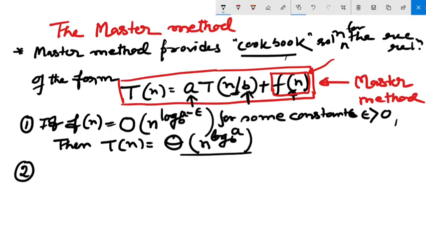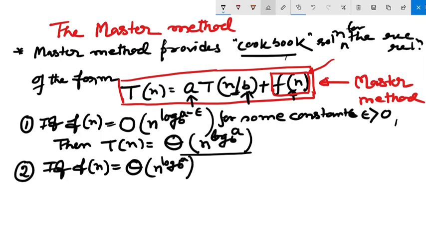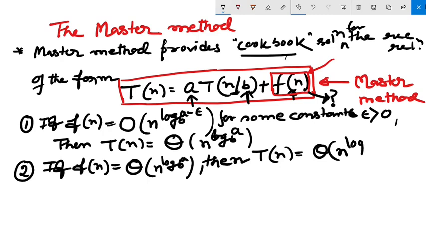Point number 2. If f(n) equals theta of n to the power log b to the base a, f(n) means this one I am talking about, then the solution T(n) should be equal to theta of n to the power log b to the base a times log n. This is the second condition.